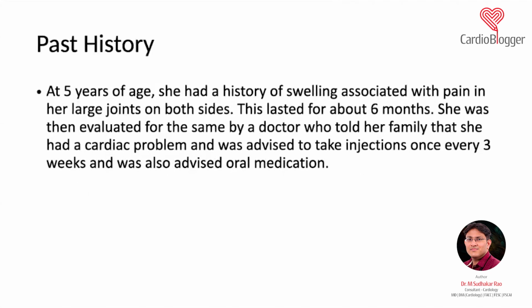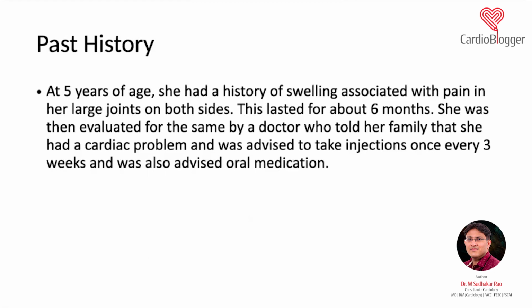Now, going to the past history, this patient at 5 years of age had a history of swelling associated with pain in the large joints on both sides. This lasted for about 6 months, and she was then evaluated by a doctor who told her family that she has a cardiac problem and advised an injection every 3 weeks and some oral medication. Now, as I already told you, this patient is giving a typical history of rheumatic fever.